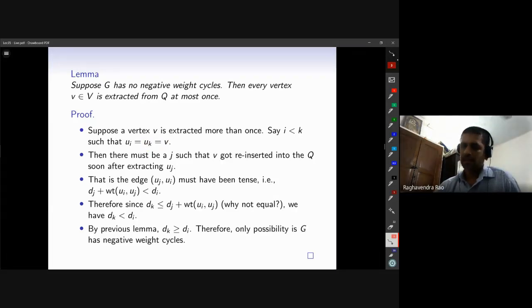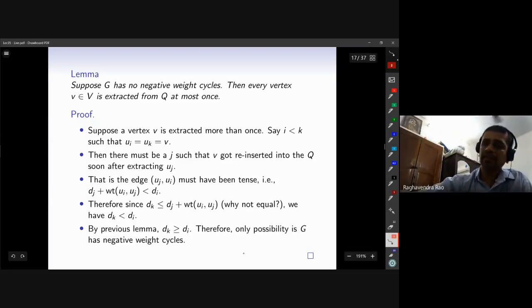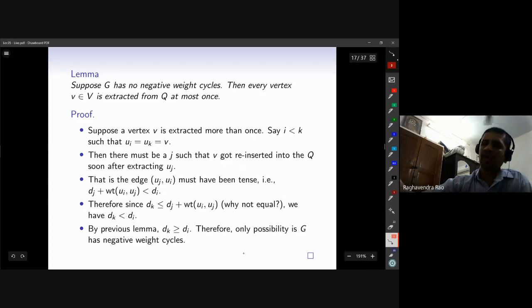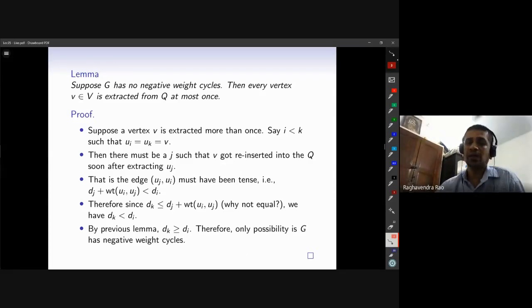Now let's understand. Once you extract v at the ith iteration, it's out of the queue, right? Now to extract the same vertex at the kth iteration, it has to be reinserted into the queue, right? So there must be a j in between i and k, such that v got reinserted into the queue soon after extracting u_j. u_j is some vertex, we don't know what it is.